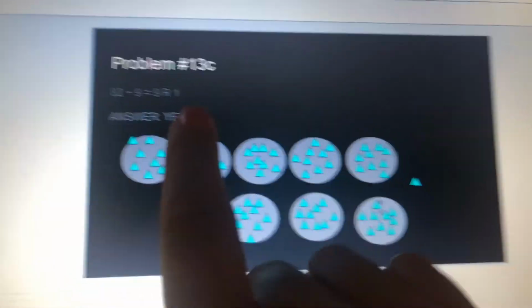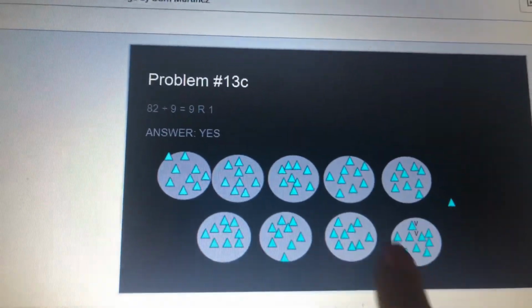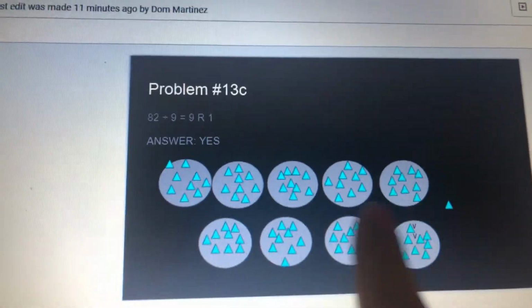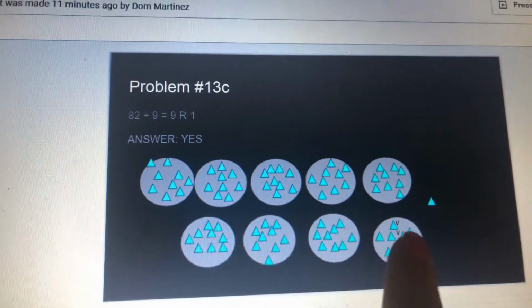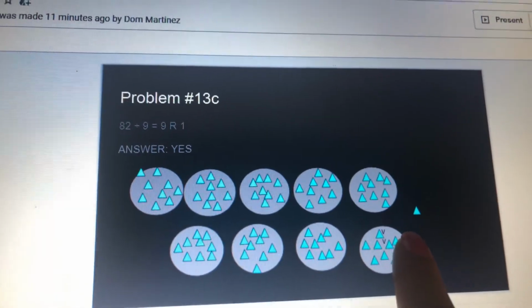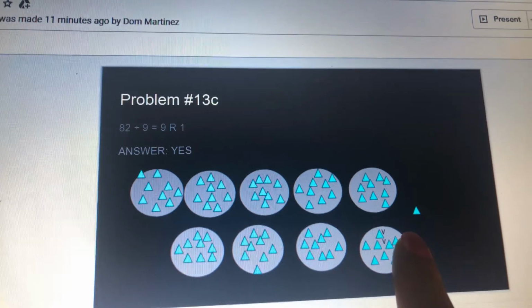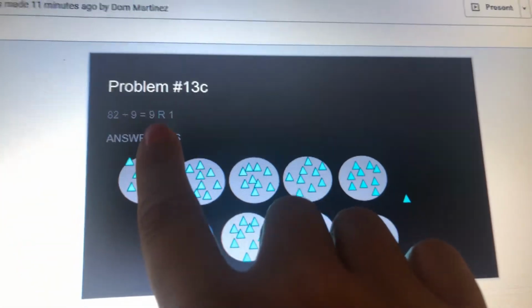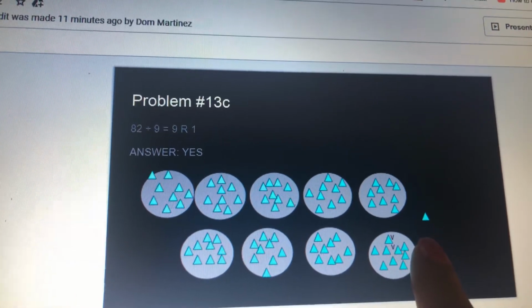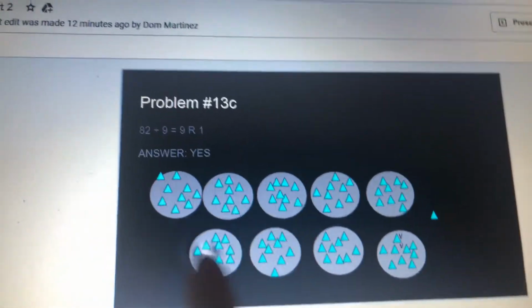13C, this was a big problem. So it was 9 circles, 82 pieces. So if you did this, kudos to you. This was a lot of work right here, trying to get all these little triangles in there. But 81, or 82, excuse me, divided by 9 would have been 9 with a remainder of 1. So this little guy was the one that was left out. Okay, but the rest of them fit in the circles.